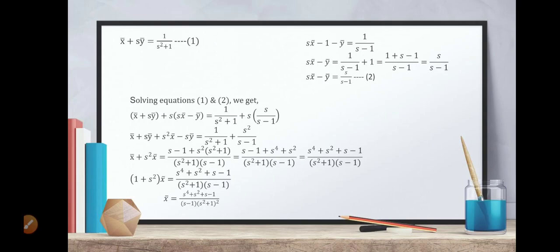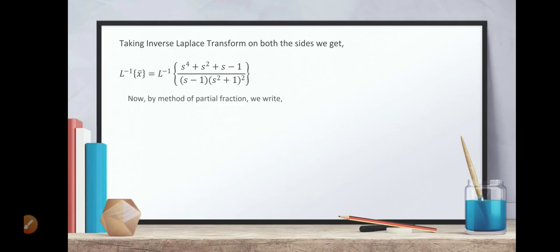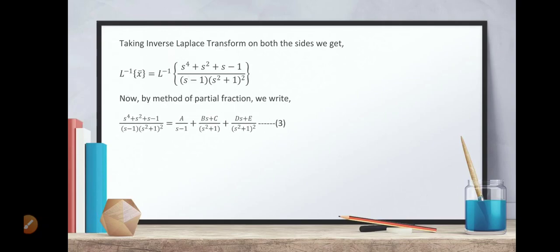Now see here, the degree of the numerator is 4 and the degree of the denominator is 5. So you can apply the partial fraction method to find the inverse LT of this x bar. Applying inverse LT on both sides, we get L inverse of x bar equal to L inverse of the complete RHS. Apply the partial fraction method on the RHS. For this you have to write it as a sum of partial fractions.